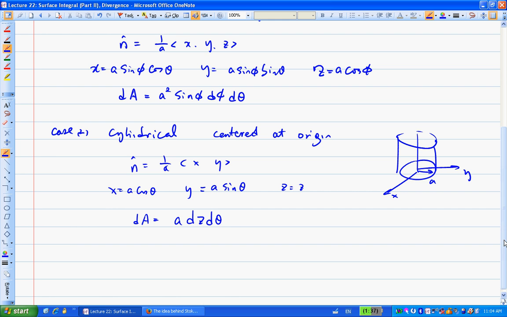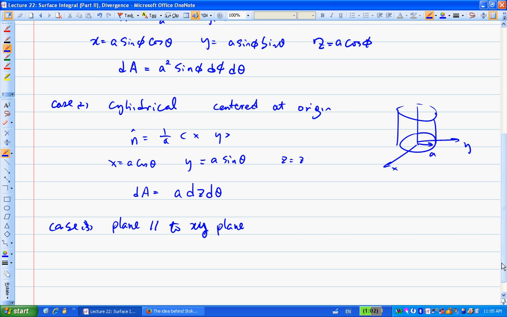And third case, I think I'm not going to write anymore. Third case is when you have a plane. So when you have a plane parallel, let's say, to the xy plane, or a plane parallel to xz, or a plane parallel to yz. So that's a very simple case, right? Those three are very special cases here, not very general. So that's the three cases that we have gone over in the last lecture.